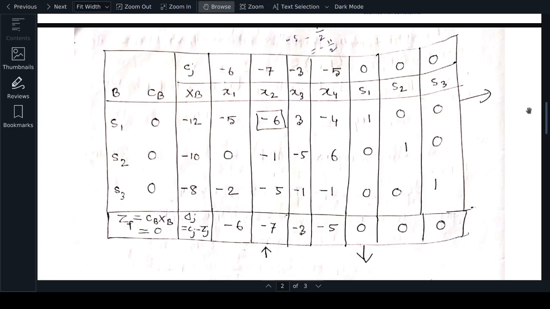No. So what we do? Next, this does not give us an optimal solution. Next, in the dual simplex algorithm, there is no need to find the minimum ratio. Without finding the minimum ratio, we can mark which row is the key row.